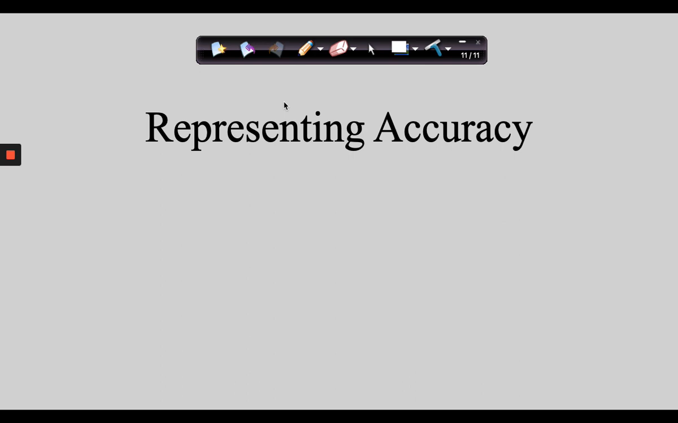I would strongly encourage you to keep your class notes bundled together in the class notes section of your binder, but then also keep them in chronological order, and then you'll have a sense of the flow of the class. So guys, the topic for your notes today is representing accuracy. The date today is the 24th.